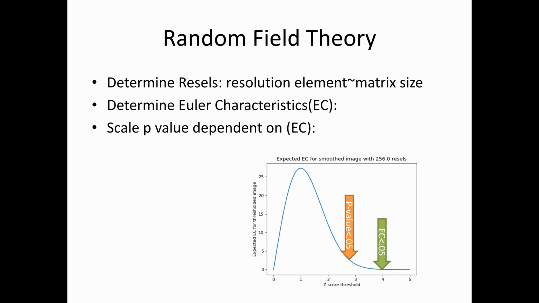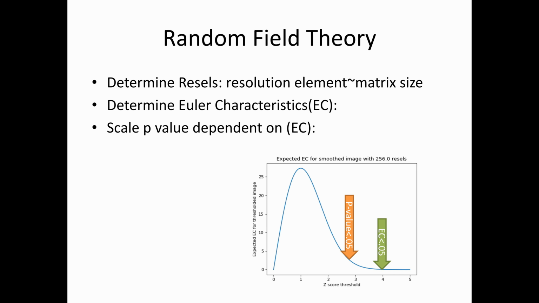So the resels is basically how many pieces of information are going into your data. What's your matrix size? What's your resolution element? Then the next part is Euler characteristics. If you set a p-value right there at 0.05, which is at 3.75, how many blobs will you come up with? How many different expressions of your data will you get? And that's your Euler characteristics.